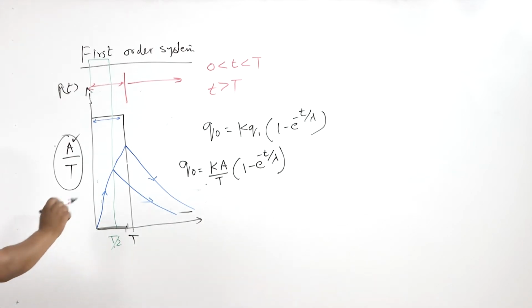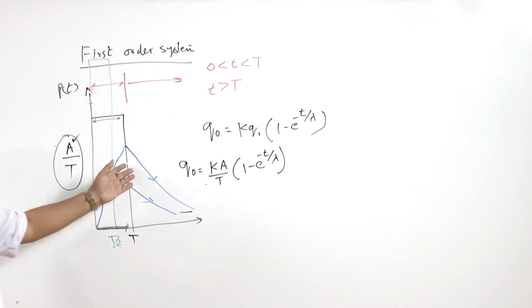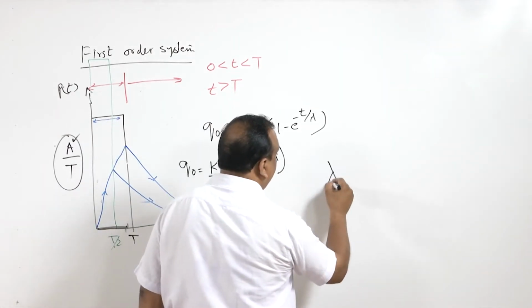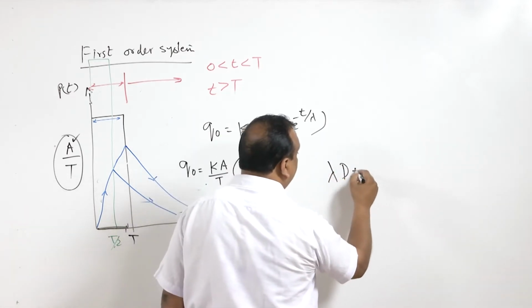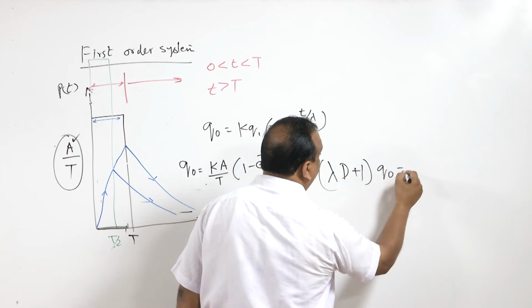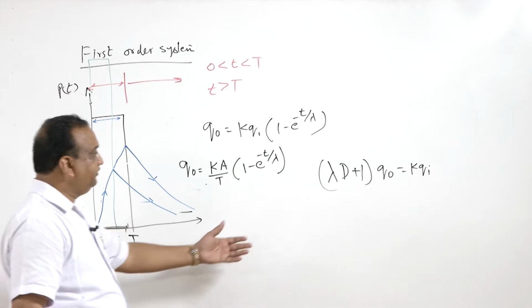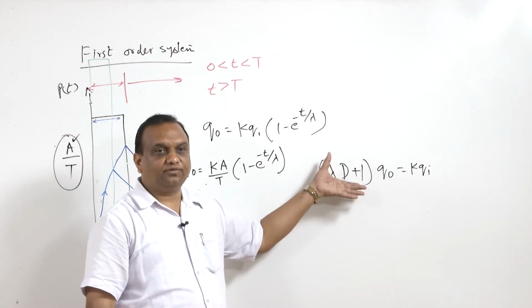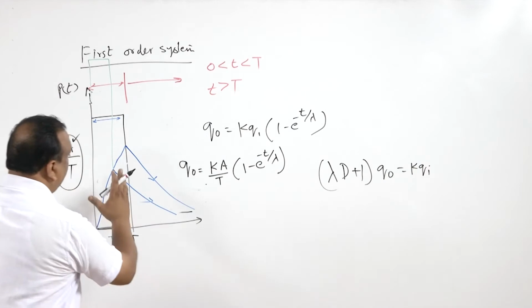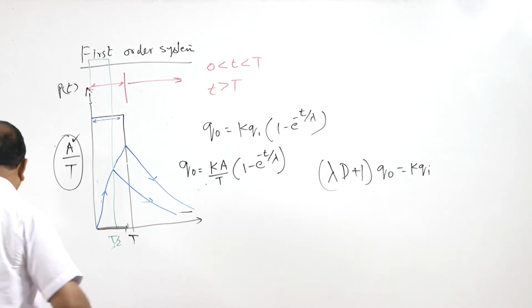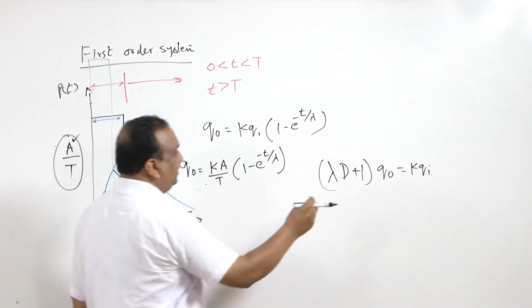Now, for this part we do not have any standard equation, right? But since it is a first order system, we will take that (lambda d plus 1) qo is equal to k qi. This is the generalized equation for first order response of the first order system. Now, in this part, input is 0. So, this part is 0.